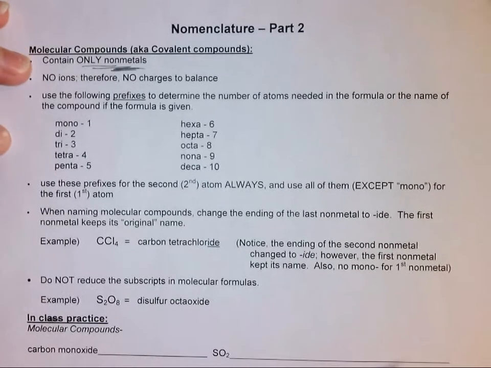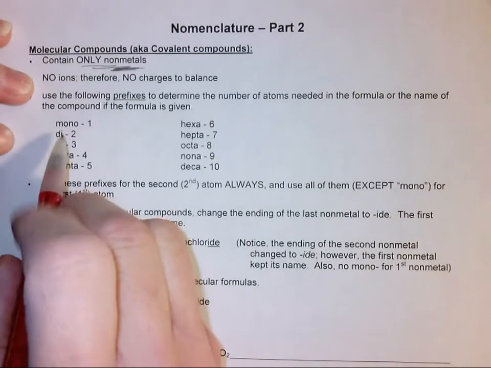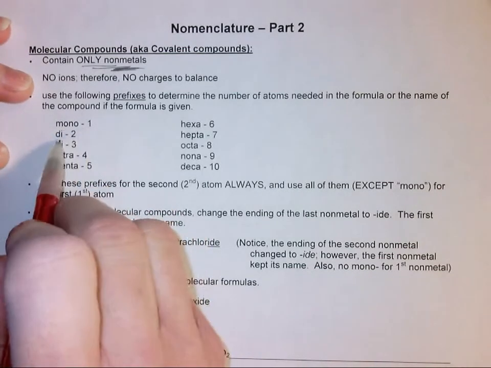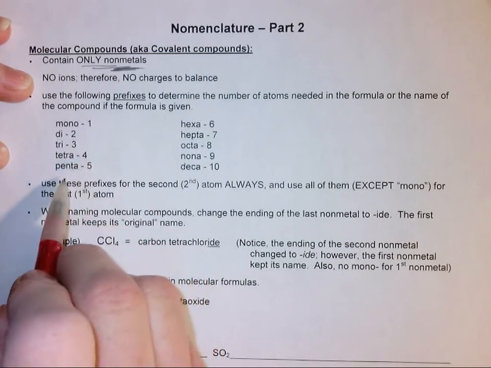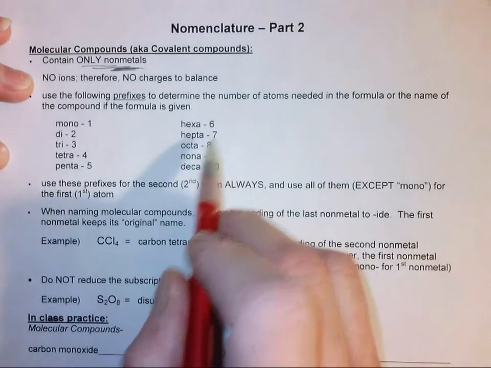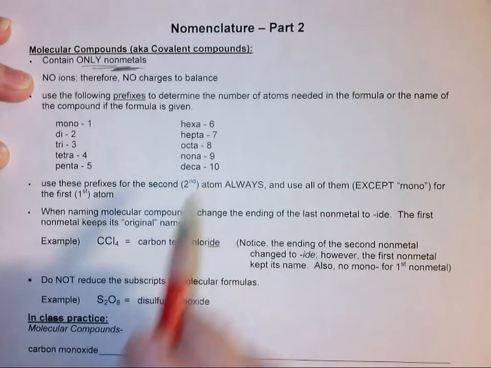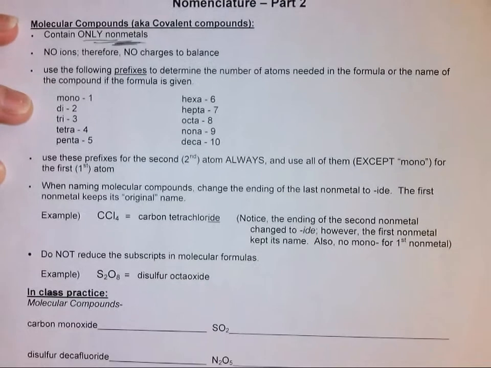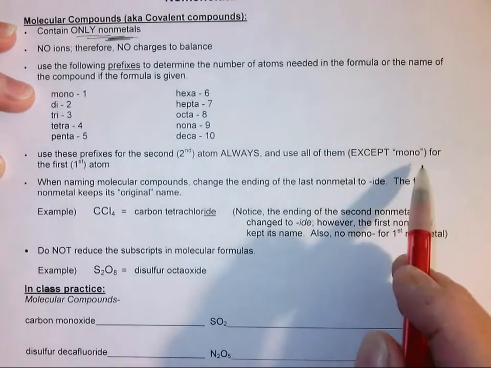Instead, we use prefixes to determine the number of atoms needed in the formula, or the name of the compound if the formula is given. The prefixes are as follows. Mono means 1, di 2, tri 3, tetra 4, penta 5, hexa 6, hepta 7, octa 8, nona 9, deca 10. You will use these prefixes for the second atom always, and you will use all of them except mono for the first atom.